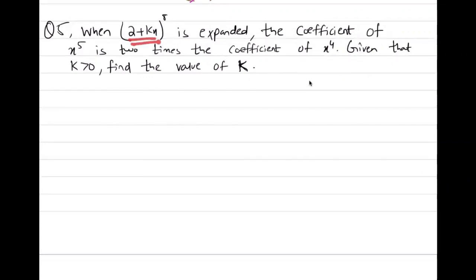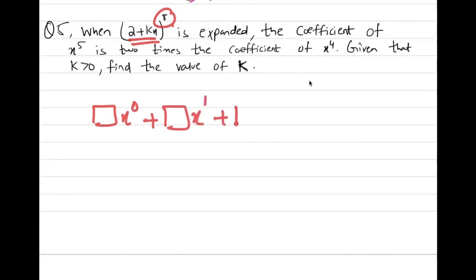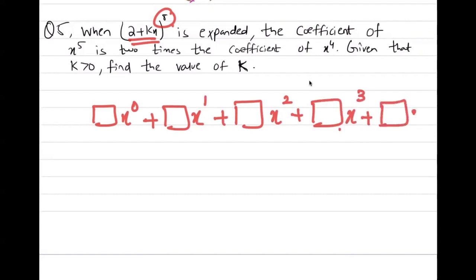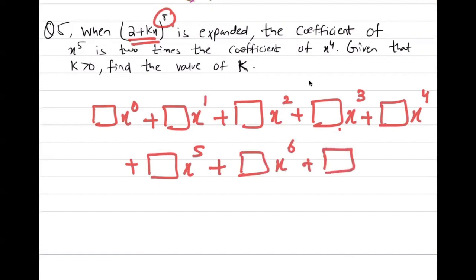If I'm going to expand this, it has power 8. Would you agree that the first term is going to be the term with x to the power of 0? The second term is going to be with x to the power of 1. The third term is going to be x squared. The fourth term is going to be x to the power of 3. The fifth term is going to be x to the power of 4. The sixth term is going to be x to the power of 5. How many terms are going to be there in total? 9.